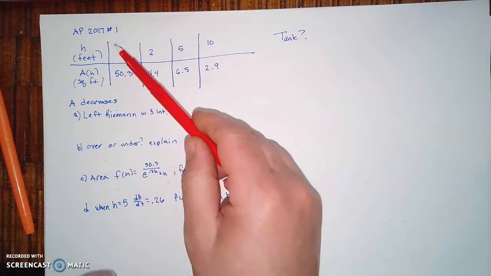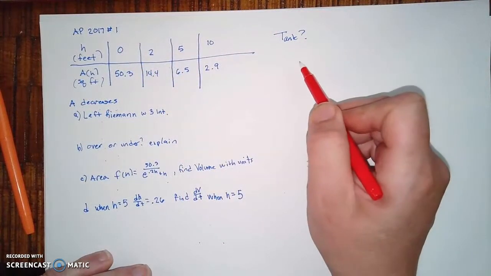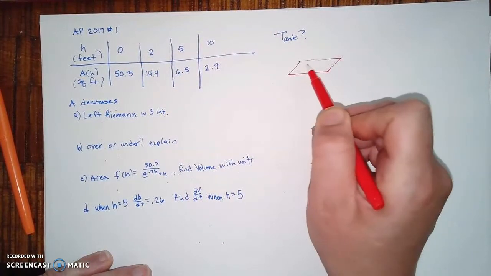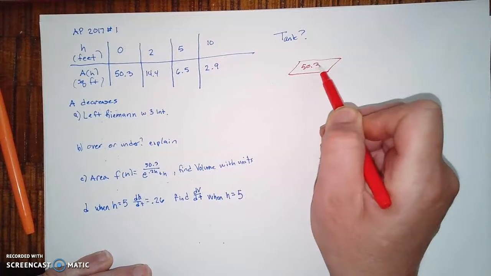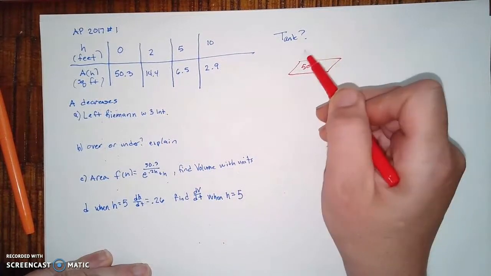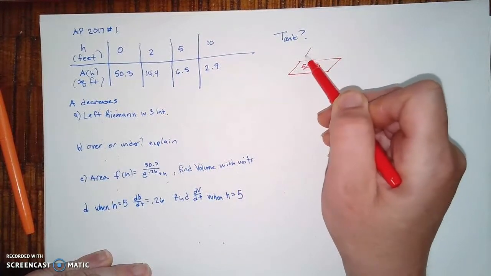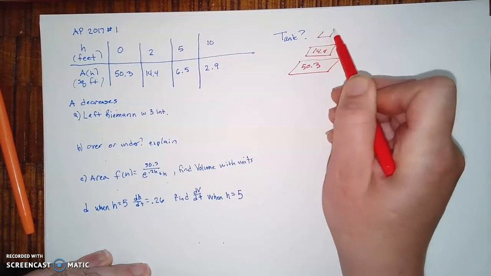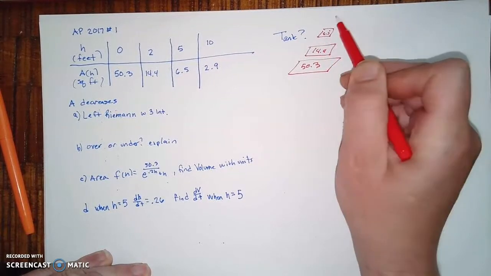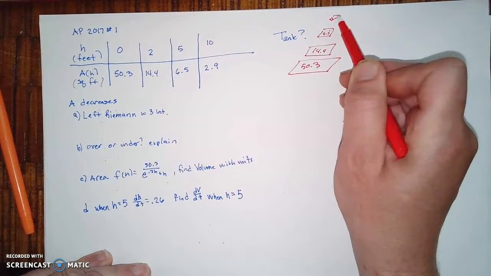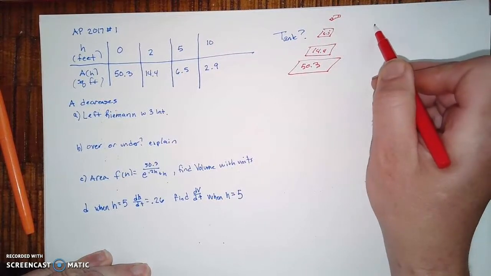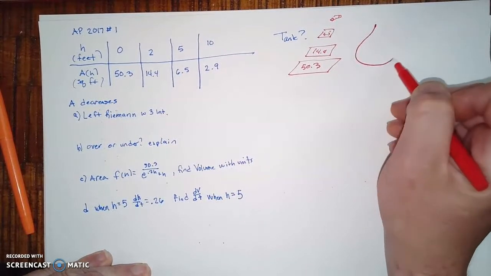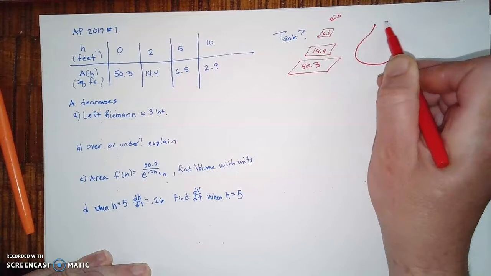So when the height of the tank is 0, the base is 50.3. It's not necessarily square. I'm just putting it down to look like that. When you come up to 2 feet high, it's 14.4. So that area is shrinking. And then as you come up to 5, it's 6.5. Even higher, it's 2.9. That just means I don't know exactly what the tank looks like, but it must be something where the area is getting smaller.